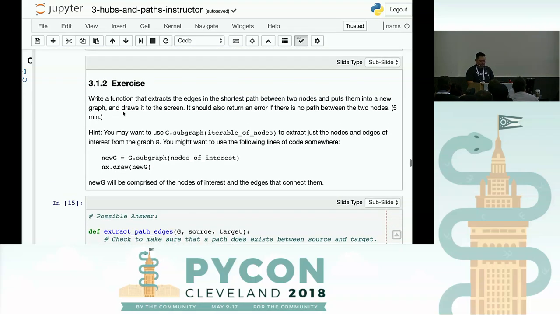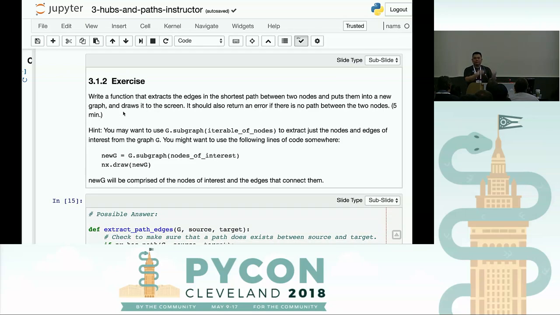So what we'll do next is this exercise, which should be a short exercise, which basically lets us visualize, extract out the relevant nodes and edges from a graph and visualize just that portion of that graph. It'll introduce you to some new class methods and NetworkX functions that you can try out. So let's try this exercise over here.